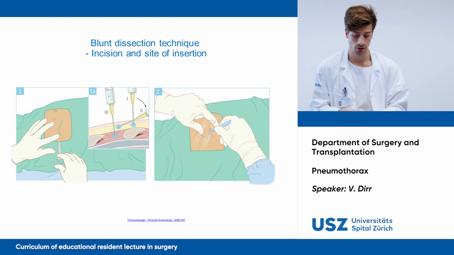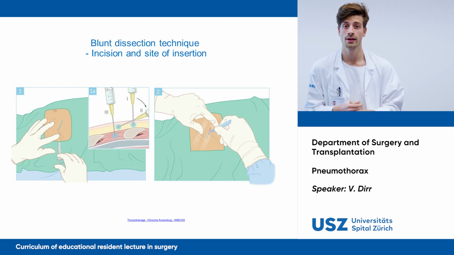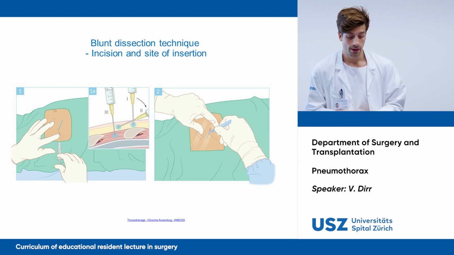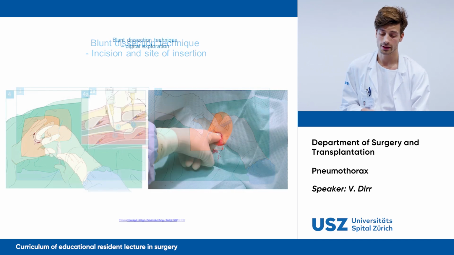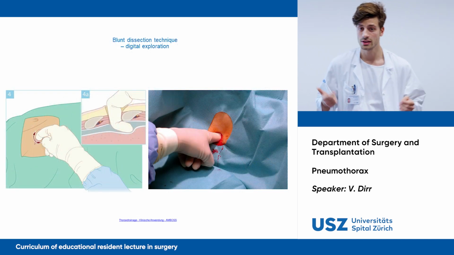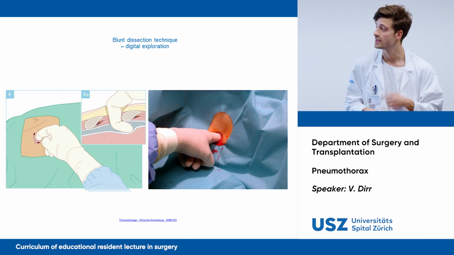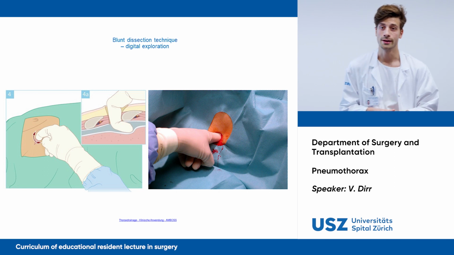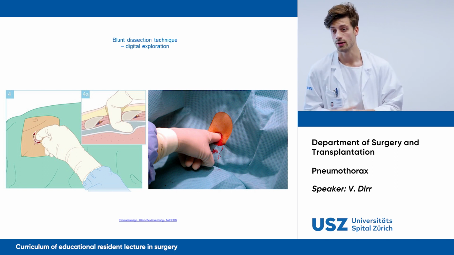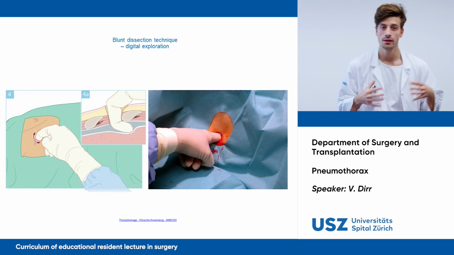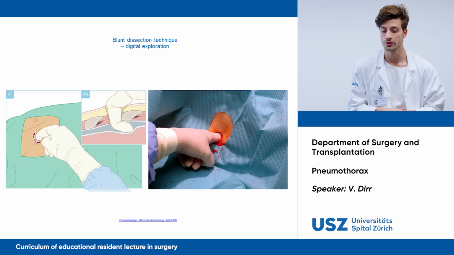So we incise around 2 or 3 centimeters horizontally, parallel to the ribs, and then we bluntly dissect the underlying tissue, either with scissors, for example, or with our fingers. And then the last layer we're going to dissect with our fingers. It's called digital exploration, and we look for any adhesions in the region. If there's a really large pneumothorax, then normally this procedure is not necessary.